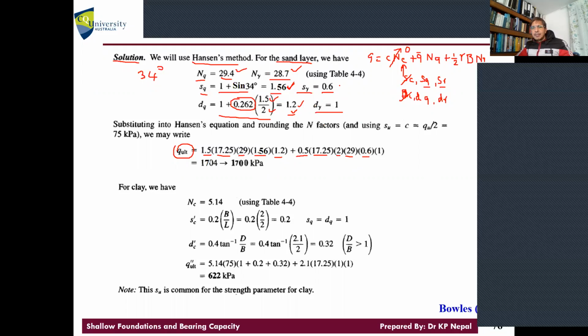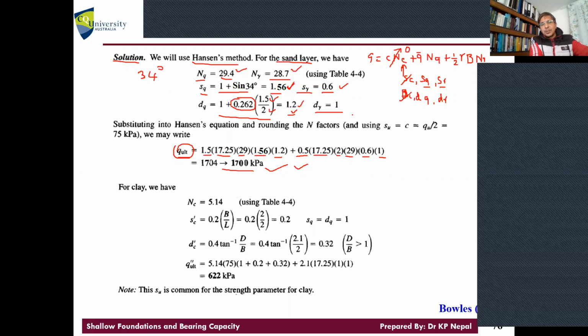This is the shape correction factor, and the depth correction is 1. Did you get this value now, guys? So the ultimate bearing capacity for the upper sand layer is 1700 kPa. Is it all right, guys? Okay? You need to say okay, I can't just keep on talking.